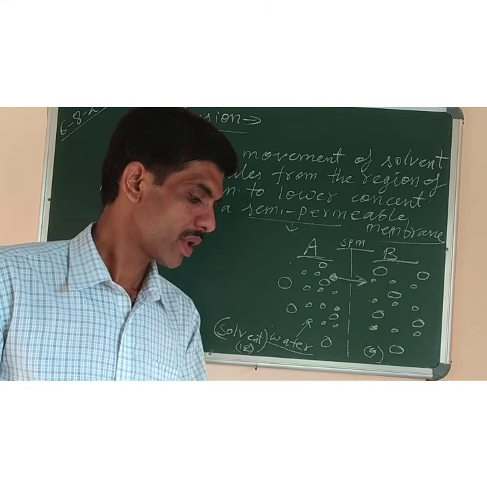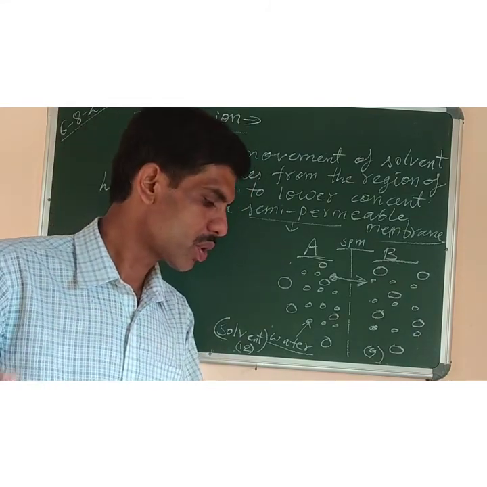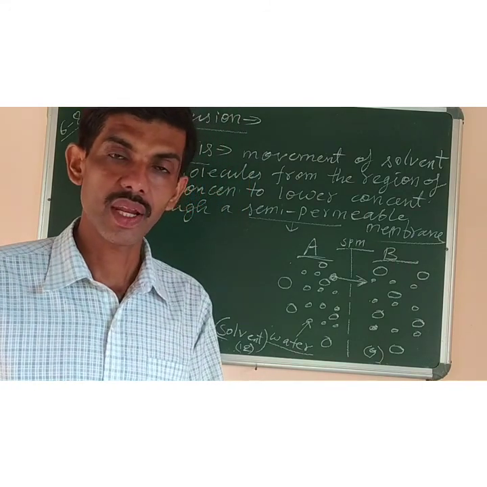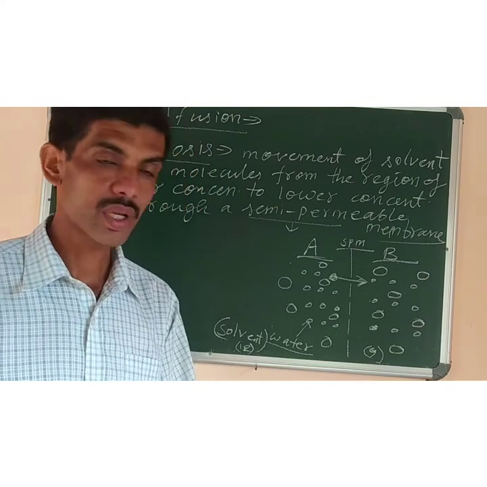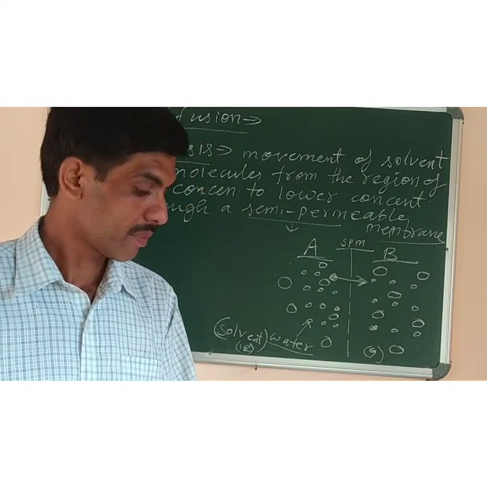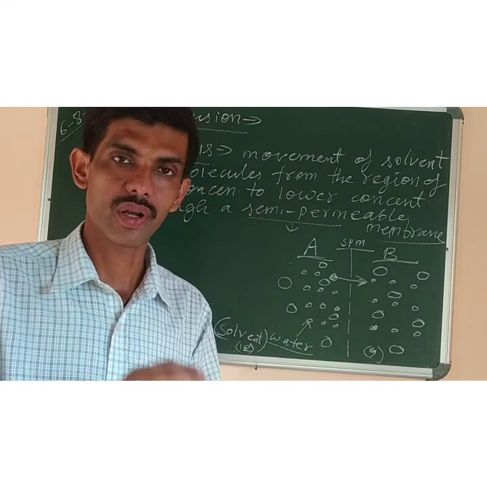And the fourth one, the molecules in diffusion always move from higher to lower concentration. There is no membrane required. In osmosis also, molecules move from the area of higher concentration to the area of lower concentration.